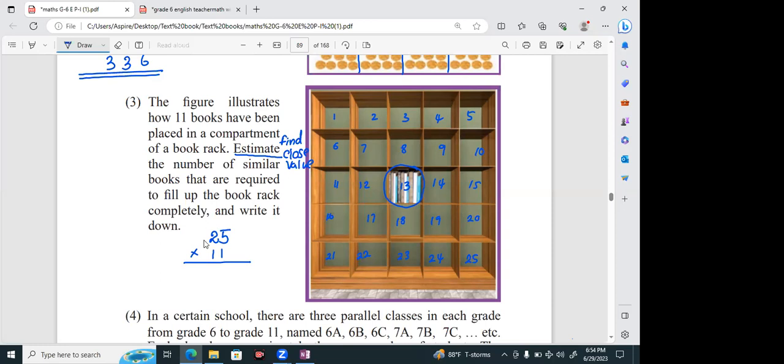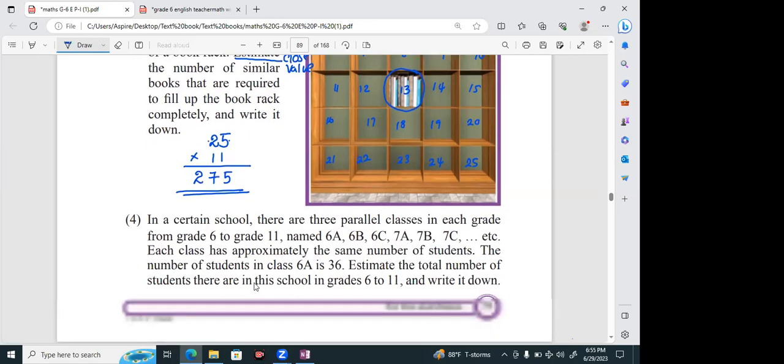When you multiply a particular number by 11, there is a tricky method. We can just apart these two numbers or two digits like this. 2 and 5 are just separated, and we write the sum of these two in the middle. This is the answer for the estimate number of books that should be needed to completely fill this book rack. Okay, is it clear?